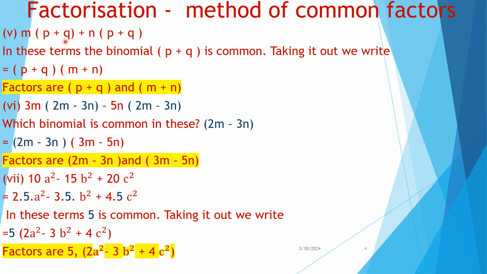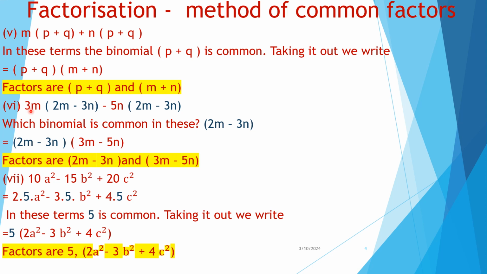m into p plus q plus n into p plus q. Just by looking at the sum, we find that p plus q is common in both. It's a binomial, so we take out the binomial common p plus q and we are left with m plus n. This is in product form. Factors are p plus q and m plus n.